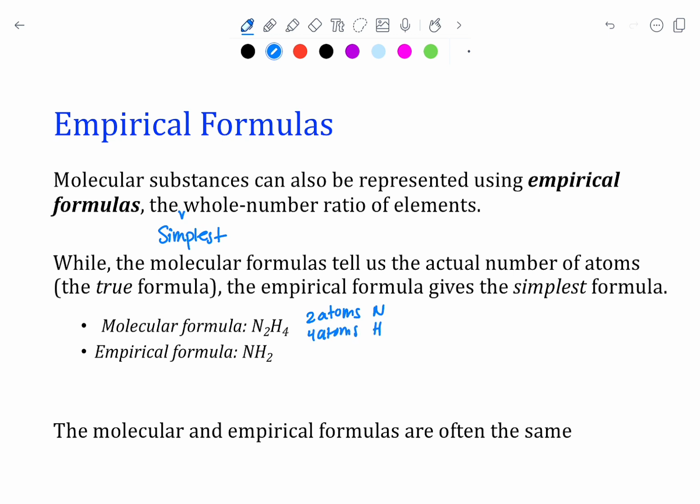hydrogen. I would need to know that that molecule has 2 atoms of nitrogen and 4 atoms of hydrogen. However, I can show this as an empirical formula and say, well, this can be simplified by dividing both of those subscripts by their common denominator of 2 and simplifying it to the empirical formula of NH2. The empirical formula does not tell us the actual number of atoms in the molecule.